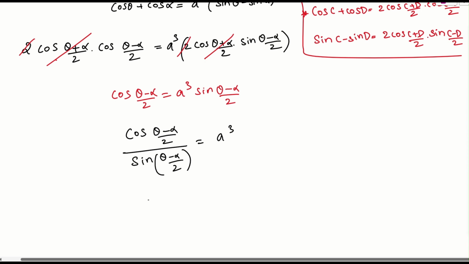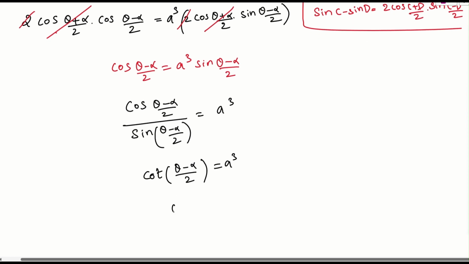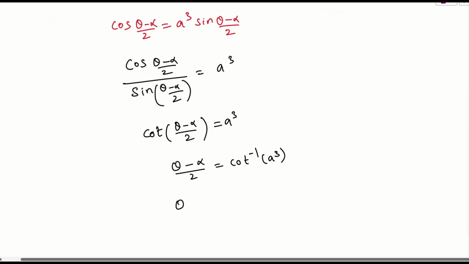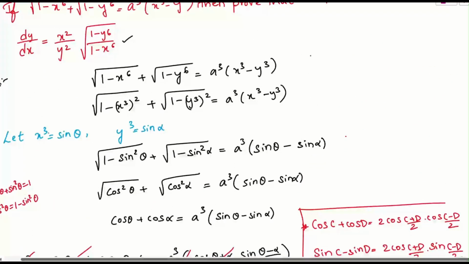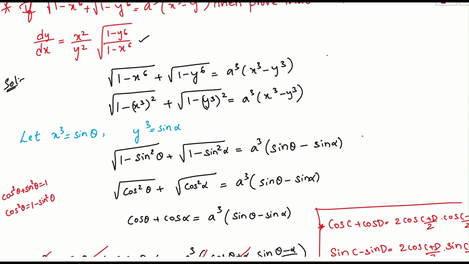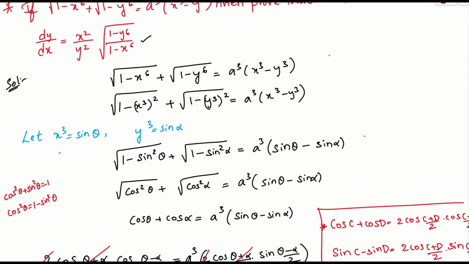Is it okay? This is in the form of cos by sin. What is the formula for cos by sin? Which is cot. So this is cot of (theta minus alpha)/2 equals a cube. If I send cot to the other side, (theta minus alpha)/2 will be cot inverse of a cube. Agree? So from this I can say theta minus alpha equals 2 times cot inverse of a cube. What is theta? If I check the question here, we can easily conclude theta is nothing but, let me write it down, sine inverse of x cube.